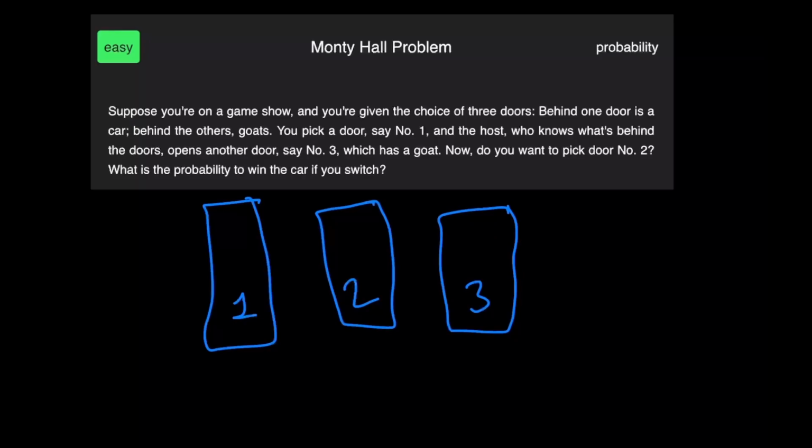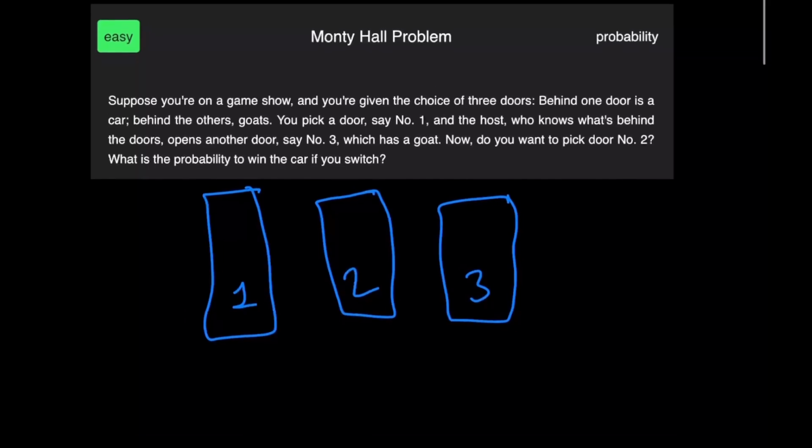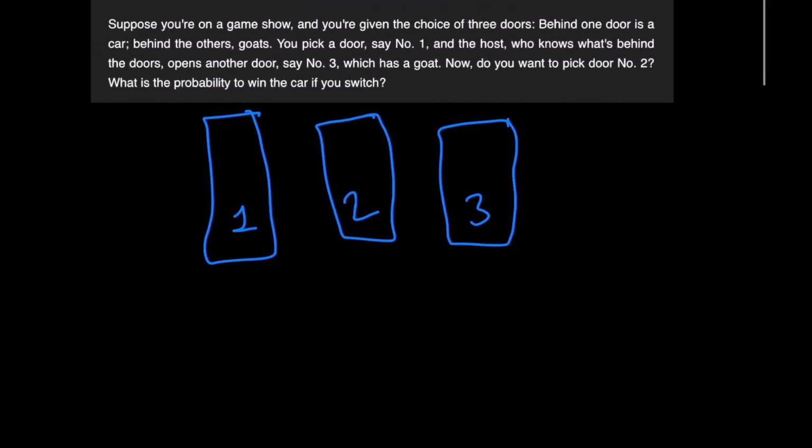And he or she gives you an offer: do you want to switch your initial guess to the one remaining alternate door, or do you want to stick with your initial guess, right? That's the problem. So coming to a few hints I'd like to give you guys.